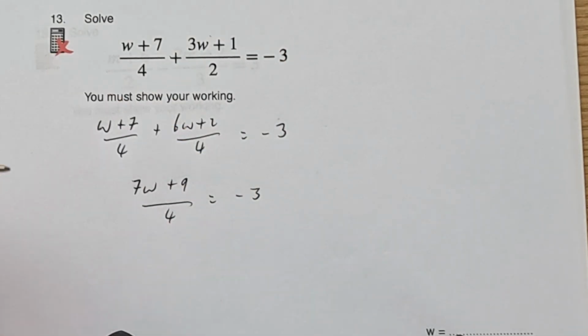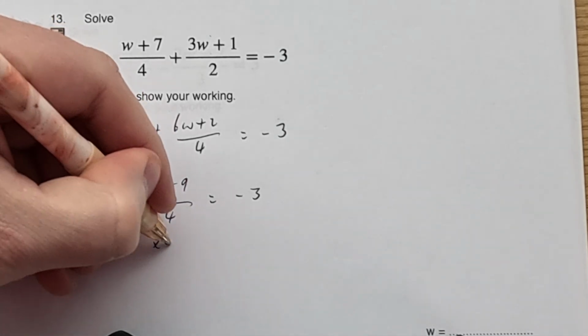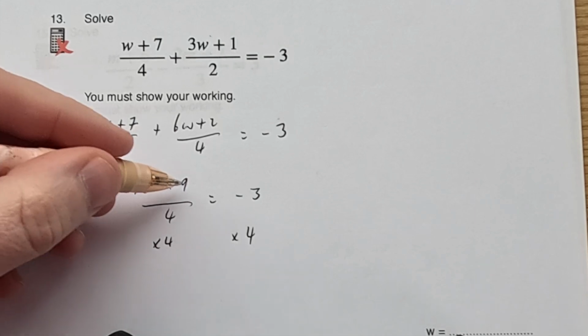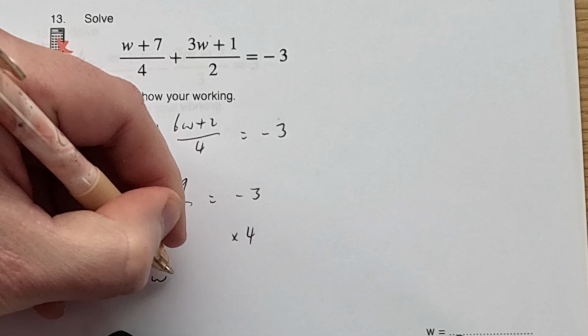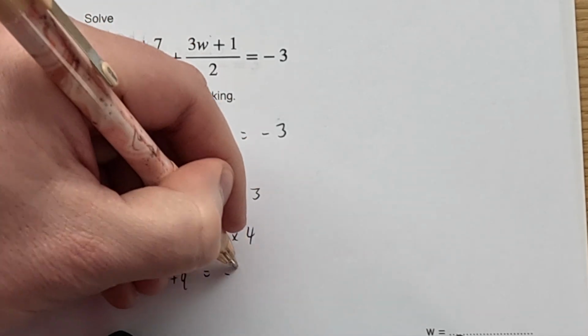Okay, now this is fantastic. We can just solve this equation. We're going to multiply both sides by 4. So multiply by 4 and multiply by 4. The left-hand side would just be 7w + 9, because we're multiplying by 4 to get rid of the divide by 4. And the right-hand side would be minus 3 times 4, which is minus 12.